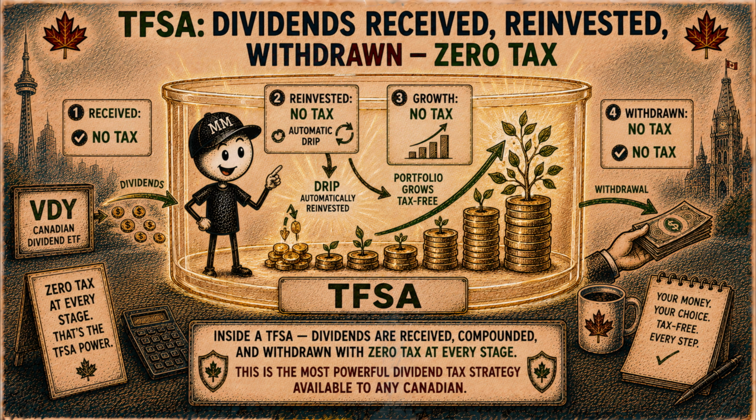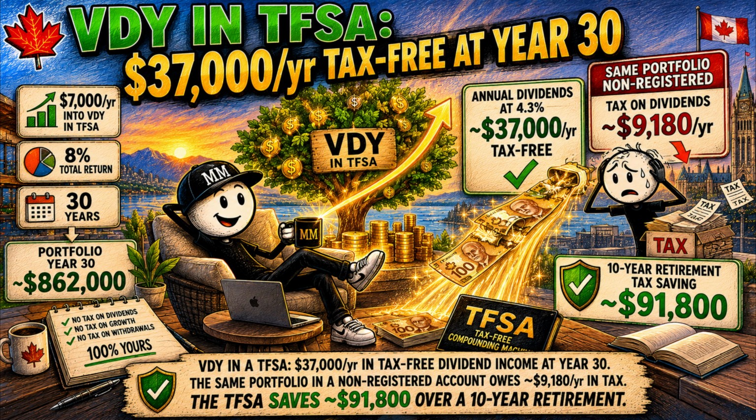Let us put real numbers on what this means. The TFSA dividend scenario. A Canadian invests $7,000 per year into VDY, Canada's high dividend ETF, inside their TFSA. VDY's current yield is approximately 4.3%. With DRIP enabled, every monthly dividend automatically purchases more units. Over 30 years at an 8% total return, price appreciation plus dividends reinvested. Total contributions, $210,000.